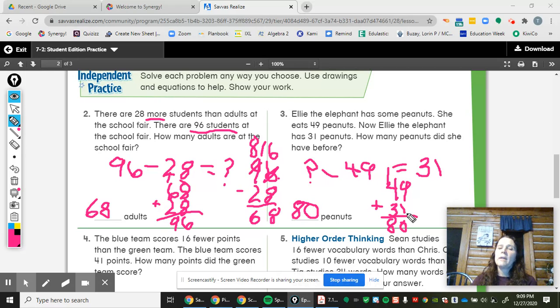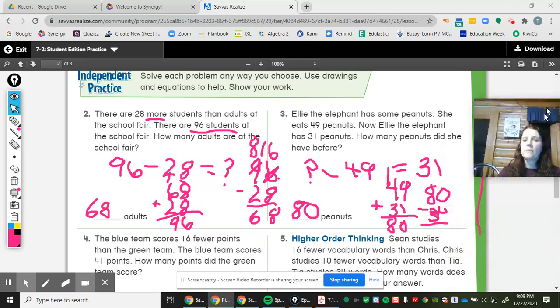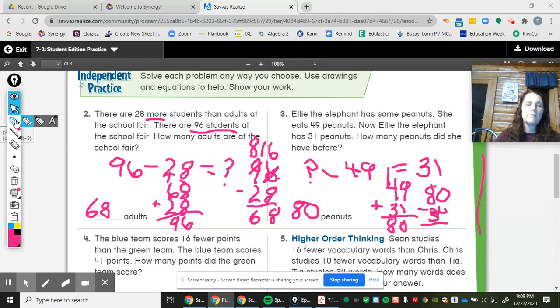Okay, and again, how could we know that we were correct with that? We could take 80 minus 31. Oops, sorry, it looks a little sloppy. One sec, let me move this little thing up. There we go. Okay, one second. Come back to my pen. So this was a 1.